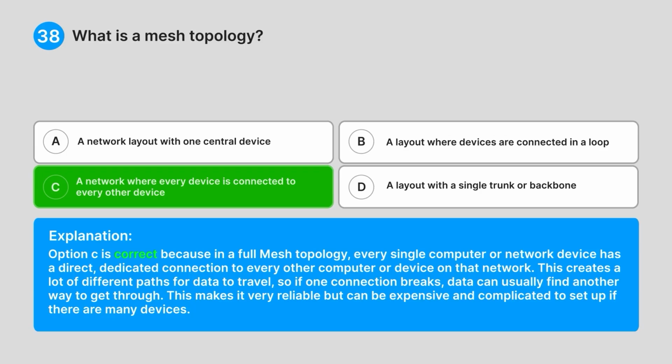This creates a lot of different paths for data to travel. So if one connection breaks, data can usually find another way to get through. This makes it very reliable but can be expensive and complicated to set up if there are many devices.